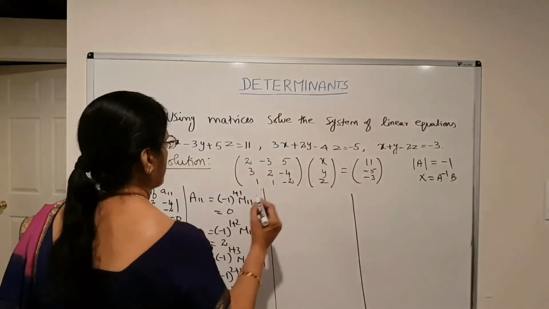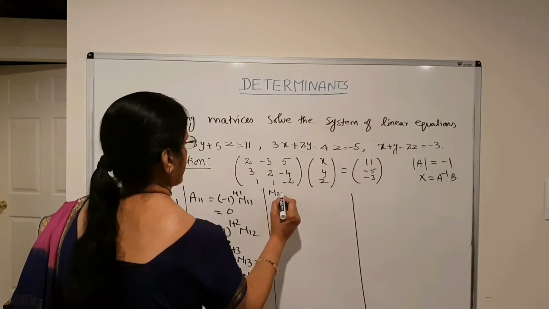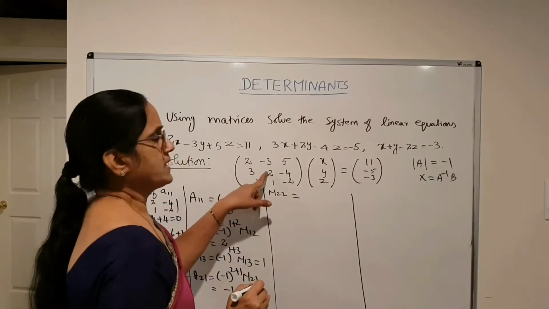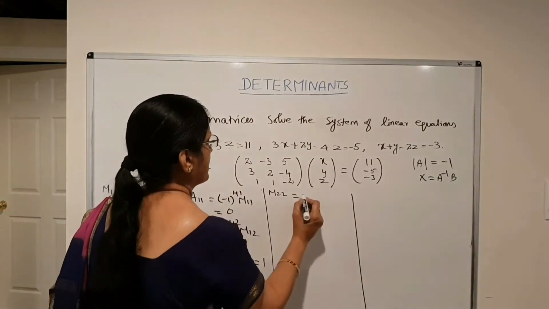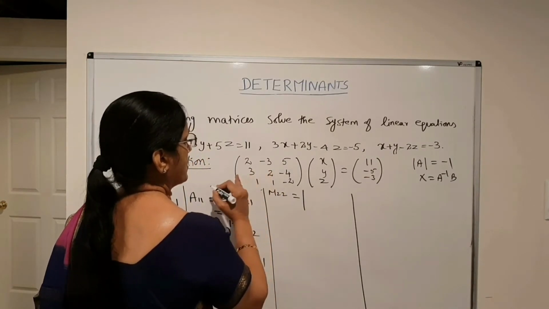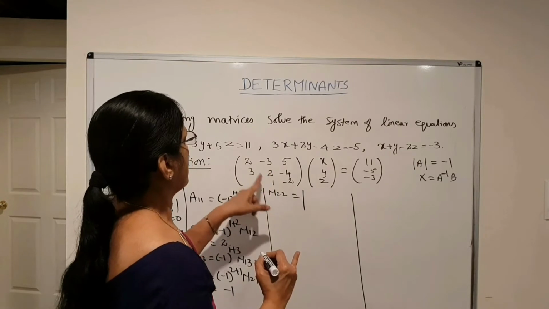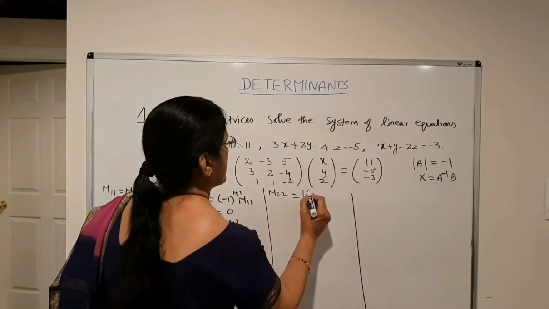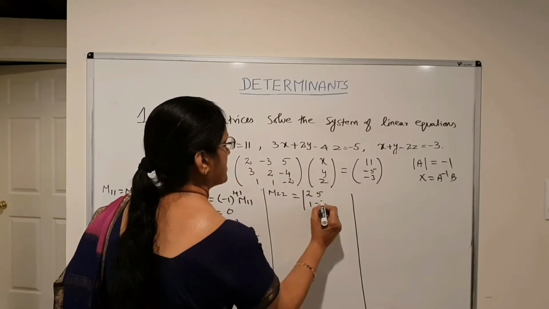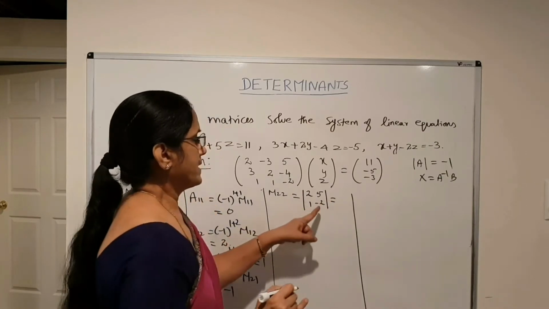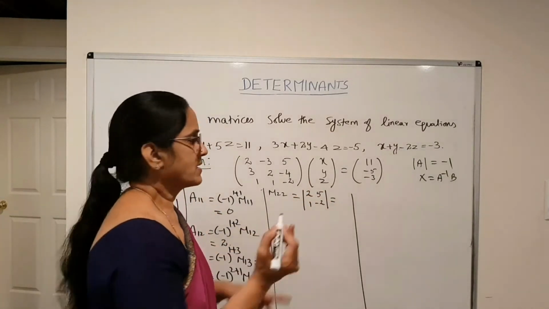Now, coming to M22, the minor of the element A22, which is 2 here. It is the value of the determinant. So, leaving the second row and second column, we are left with 2, 5, 1, minus 2. This will be minus 4 minus 5, which is minus 9.